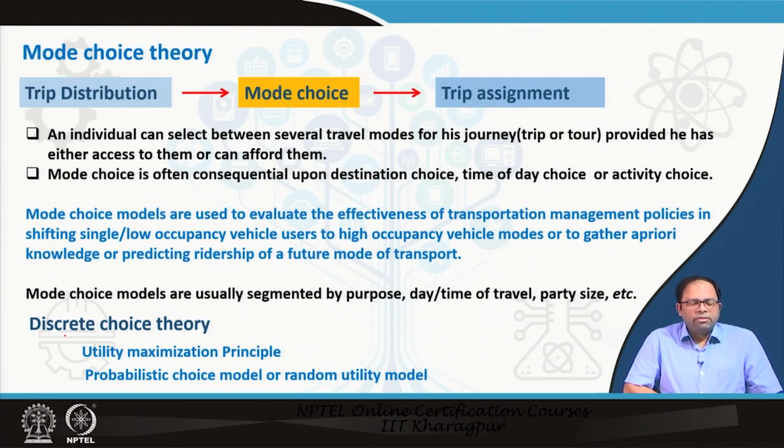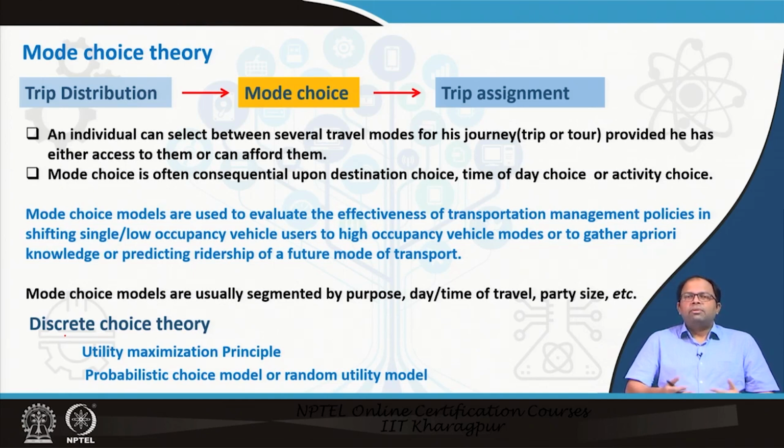Mode choice is also often consequential upon destination choice, time of the day choice or activity choice. That means the mode depends on where we are going. Even though I have got a car, a two-wheeler and access to shared mobility or railway transit or bus transit, depending on the destination, I will choose a particular mode. For example, if I am going to a very congested area for shopping, probably I will not use my own car. I will take a taxi or a shared mobility vehicle.